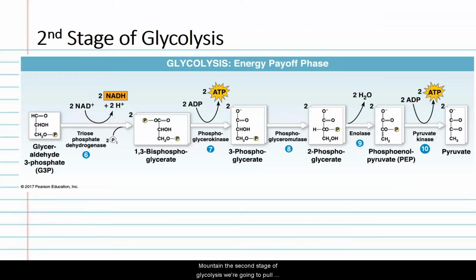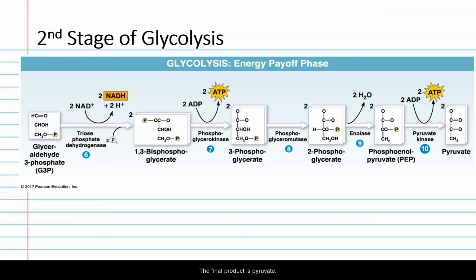Now, in the second stage of glycolysis, we're going to pull those phosphates back off of the molecule. And in doing so, we're going to regenerate that ATP that we used up earlier. So in the energy payoff phase, you'll notice here the first step of the energy payoff phase is an oxidation step. We pull off those electrons and transfer them to NADH. And then as we go through steps 7, 8, 9, and 10, we regenerate that ATP. We actually make 4 ATP per glucose in this stage.